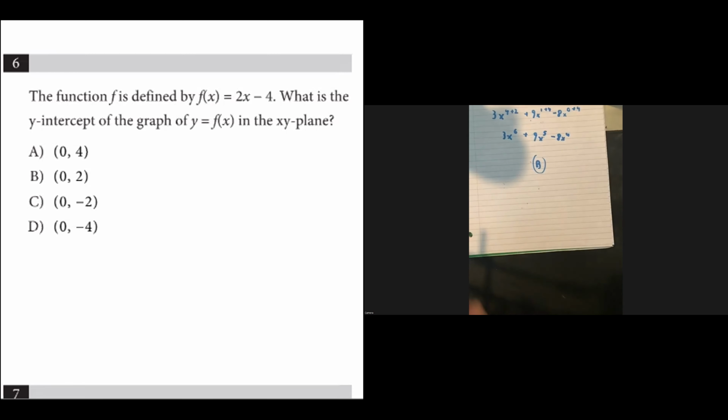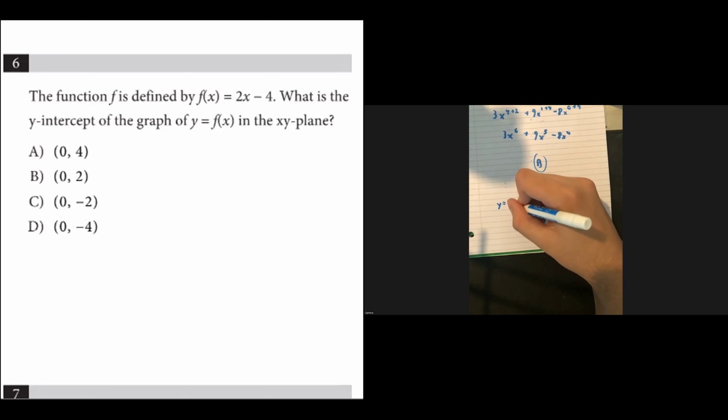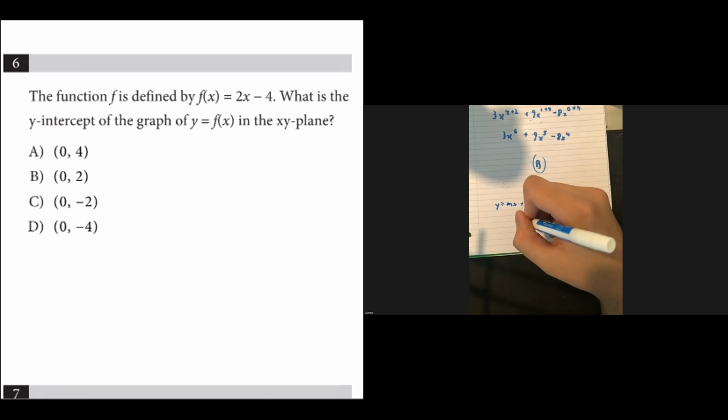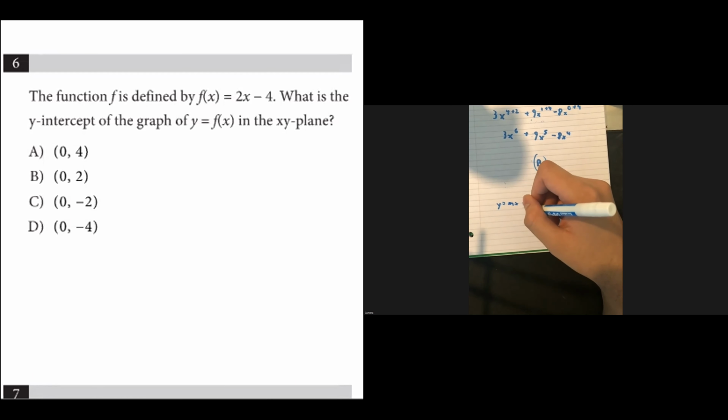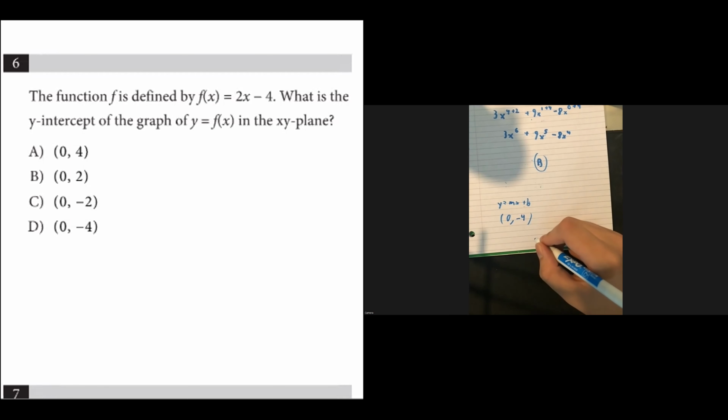Okay, so for this one, it's just the normal slope formula, y equals mx plus b. And if you remember, the b is just the y-intercept, so it would just be -4, and x would be 0, so 0, -4, which would make it 6b.